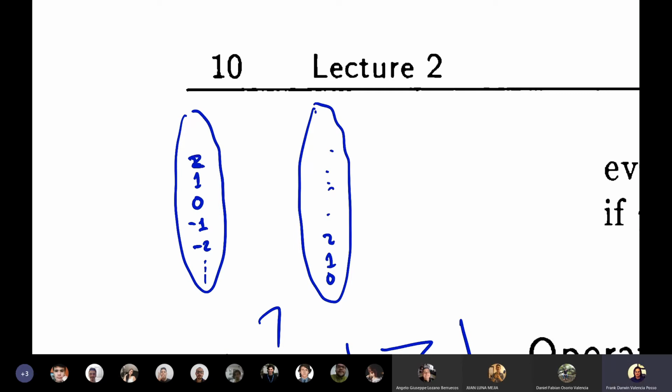So think of a way to associate to every element of this side, a unique element of this side. So this is Z, and this is N. Any ideas? It's like a hack, an easy hack. If you can associate to every element.